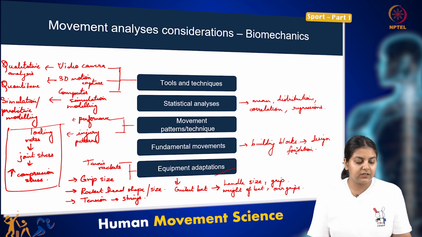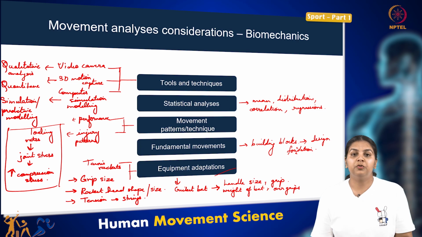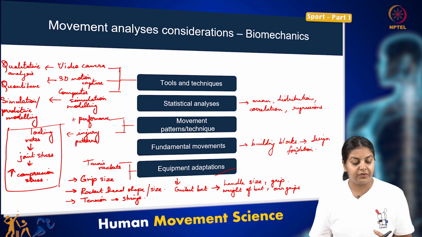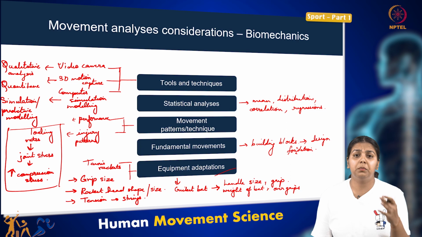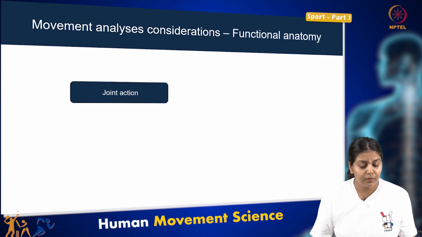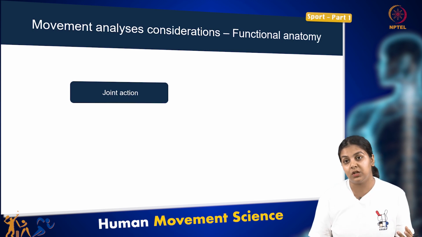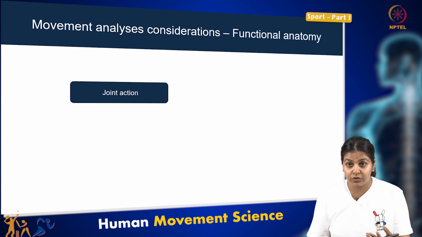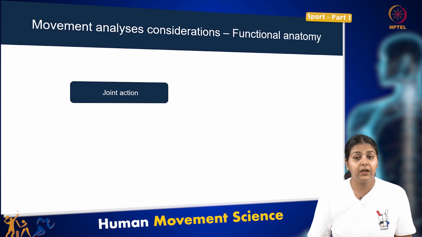Right, so these are some of the examples where you would have movement analysis considerations and how you would analyze movement. What are some of the things that you would look at? So these would be from the biomechanics perspective. Right, so let's look at some of the movement analysis considerations from the functional anatomy perspective, right? So for functional anatomy, as we already know, it's the integration of how the musculoskeletal system interacts with each other, also with the neurosystem, so nervous system, right? And how those three together produce movement.